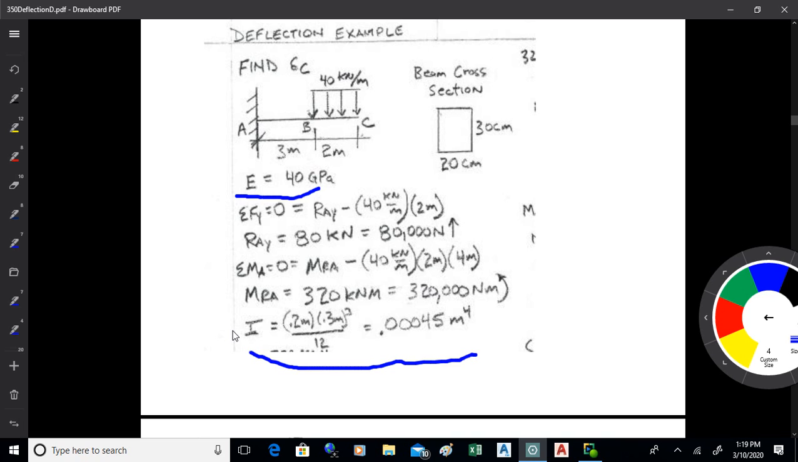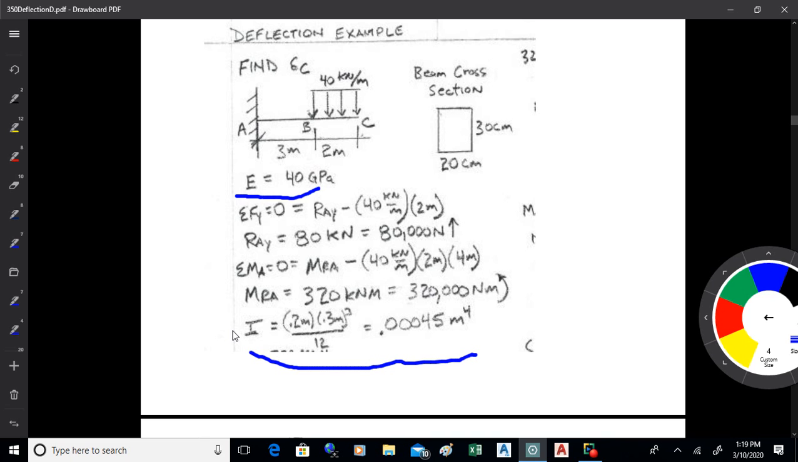So what we would do to accomplish that would be to go sum of Fy is 0. So RAY minus the value of the distributed load, which is 40 kilonewtons per meter over a 2-meter span. So RAY is 80 kilonewtons, which is 80,000 newtons.